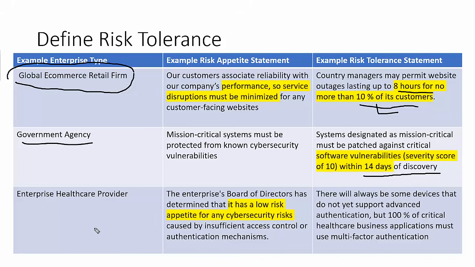Then third example, suppose you are working in an enterprise healthcare provider. You are setting the policy, setting the appetite: the enterprise board of directors has determined that it has a low risk appetite for any cybersecurity risk caused by insufficient access control and authentication mechanisms. So we have set the risk tolerance here: there will always be some devices that do not yet support advanced authentication, but 100% of the critical healthcare business applications must use multi-factor authentication. This is the tolerance level we have set. So if I discover any system without multi-factor authentication, that is a high risk. Then I need to see the impact, right? The impact is that it is a business application and it does not have multi-factor authentication.